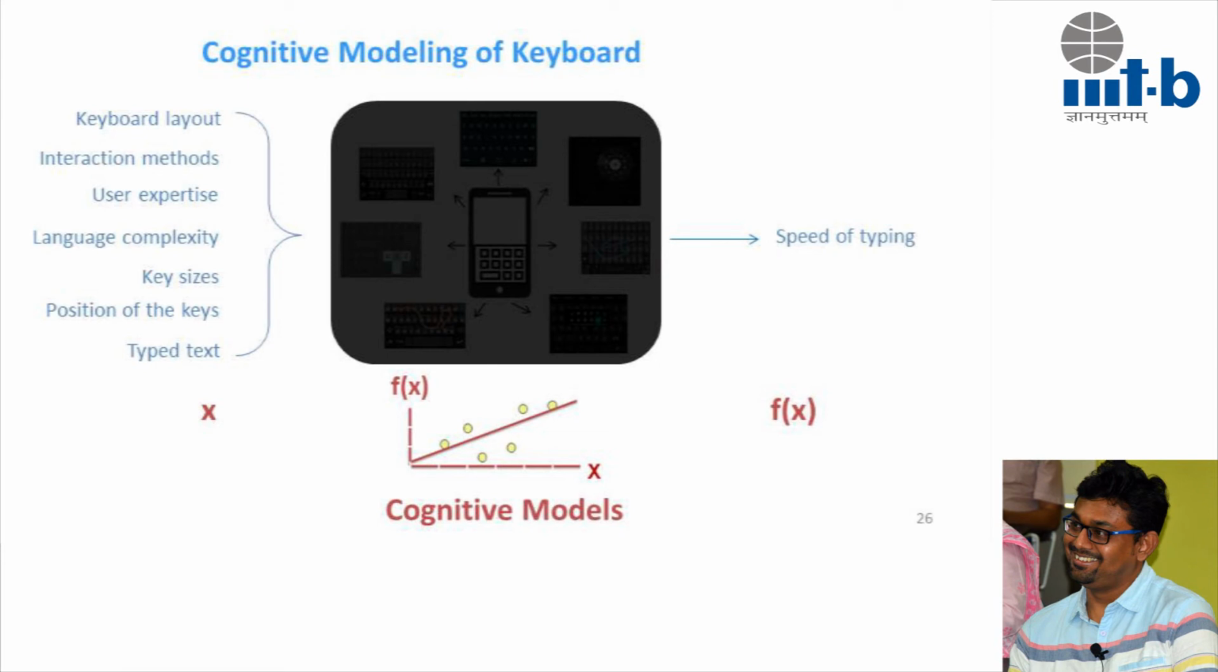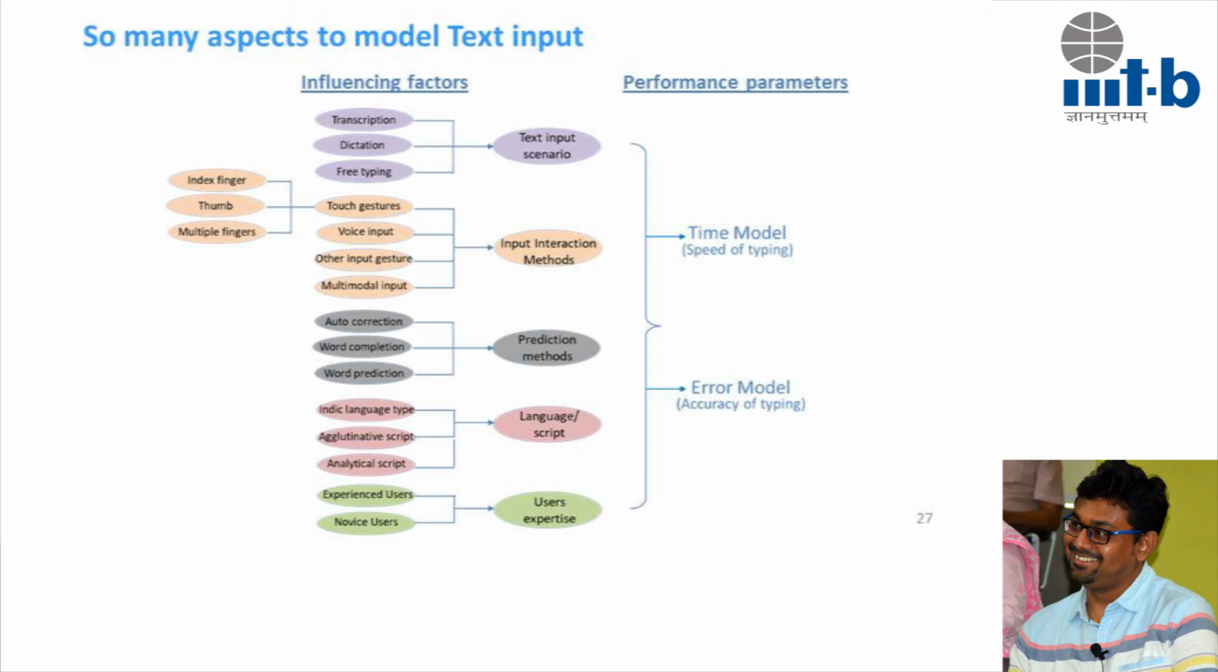So this becomes a modeling problem now. You have a set of variables, a dependent variable and a lot of independent variables. Defining a relationship between x and f of x becomes a cognitive modeling problem, and that is what we tried out. But there are many aspects of typing or text input.